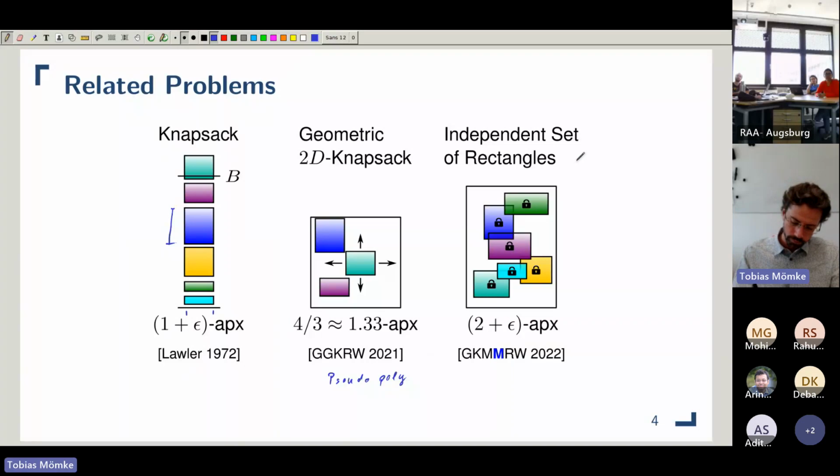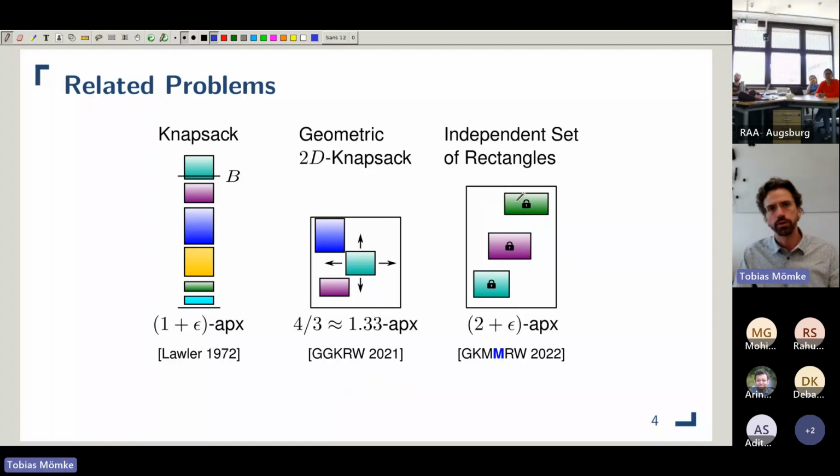And then a second problem that is also in the two-dimensional space, but on the other extreme, is where we have, again, these items here, but each item is locked in place, so we cannot move things around at all. Then we have to choose a subset of those items such that they do not overlap anymore. We want to maximize the weight of the subset that we choose. This problem is called independent set of rectangles. And for that, last year, we obtained a 2 plus epsilon approximation. The first constant approximation was obtained a bit earlier, and we were able to push the techniques quite a bit to get the 2 plus epsilon approximation for this problem.